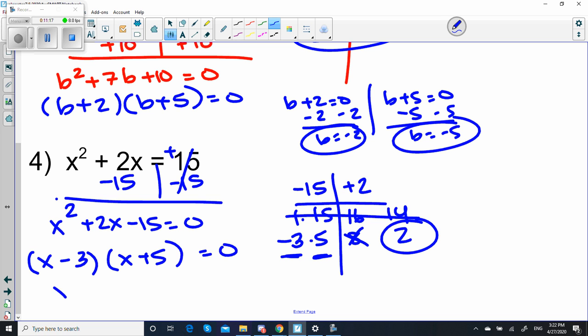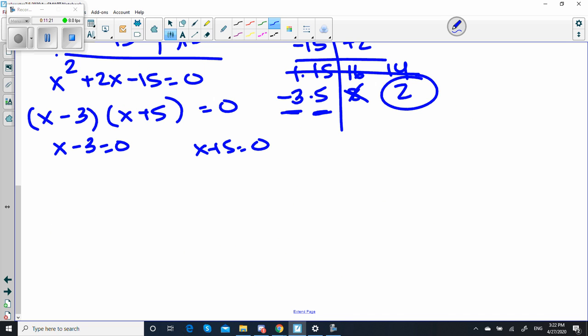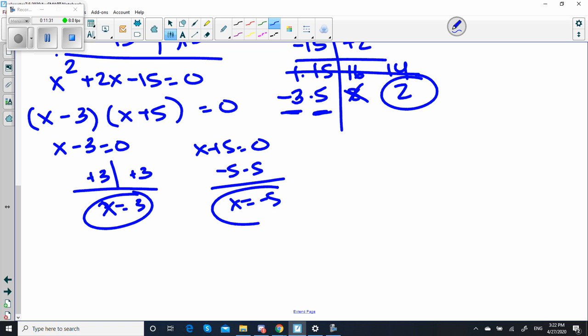And then I have to set them both equal to 0 and solve them. And these are nice little one-step equations. So I'm adding 3 to both sides. So that gives me x equals 3. And I'm subtracting 5 on both sides. And that gives me negative 5. So my two solutions are 3 and negative 5.